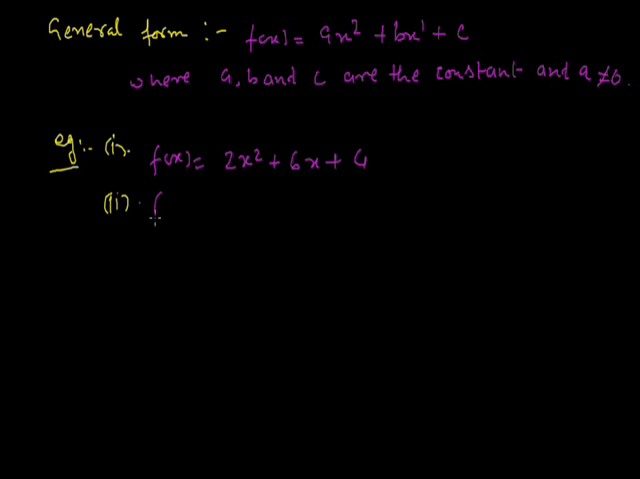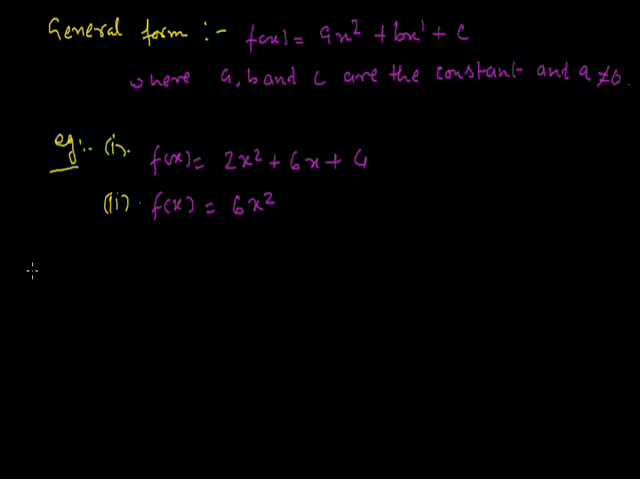Example 2, f(x) equal to 6x to the power 2. This is a single term, but here we see that the power of x is 2. So this is a quadratic polynomial.